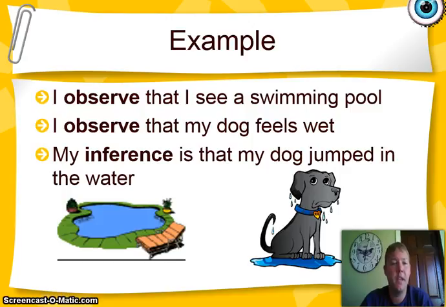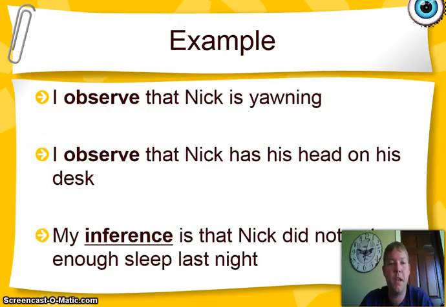Here's another example. I observe that I see a swimming pool. I observe that my dog feels wet. My inference is that the dog jumped in the water. Another example: I observe that Nick is yawning. I observe that Nick has his head on his desk. Finally, my inference is that Nick did not get enough sleep last night, and if he doesn't get his head up, he's probably going to get in trouble.